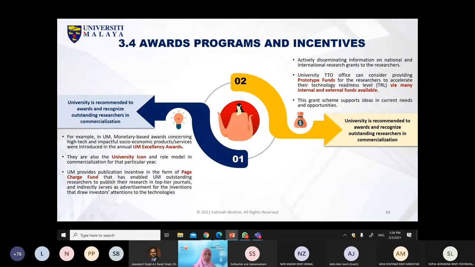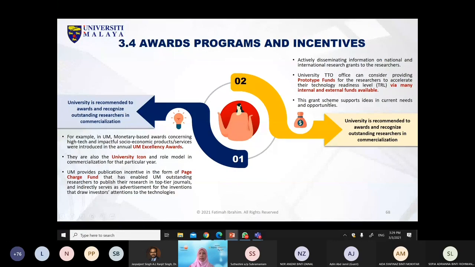And another one that we have is that University Malaya also provides a form of paid charge fund. We also promote one of the channels for them to advertise, which is to publish in a journal. So the university pays for their journal in Q1 and Q2 only.